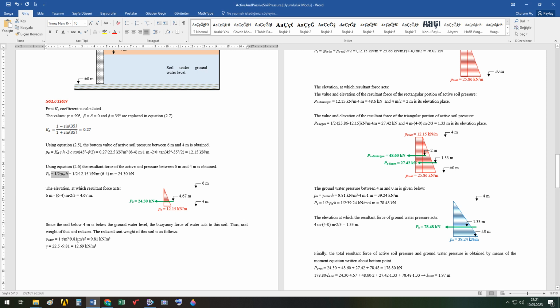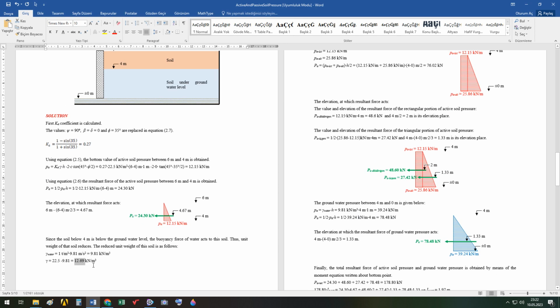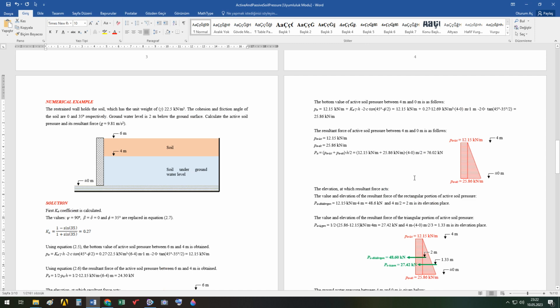Okay, the unit weight of water is calculated. This is not the weight, this is the unit density of water. It's multiplied with gravitational acceleration, and the unit weight of water is obtained here. Because of the lifting force provided by the water, the soil weight reduces and comes to this value. So in the same formula now we will use, instead of 22.5, this calculated value of 12.69.